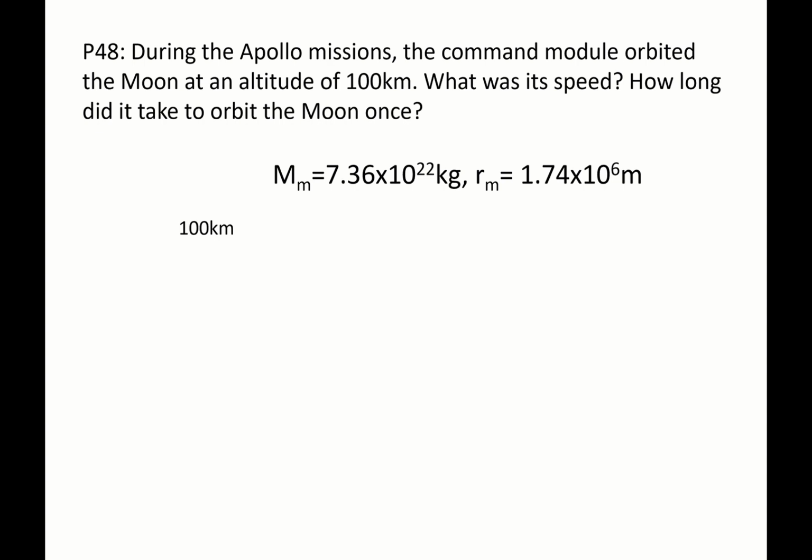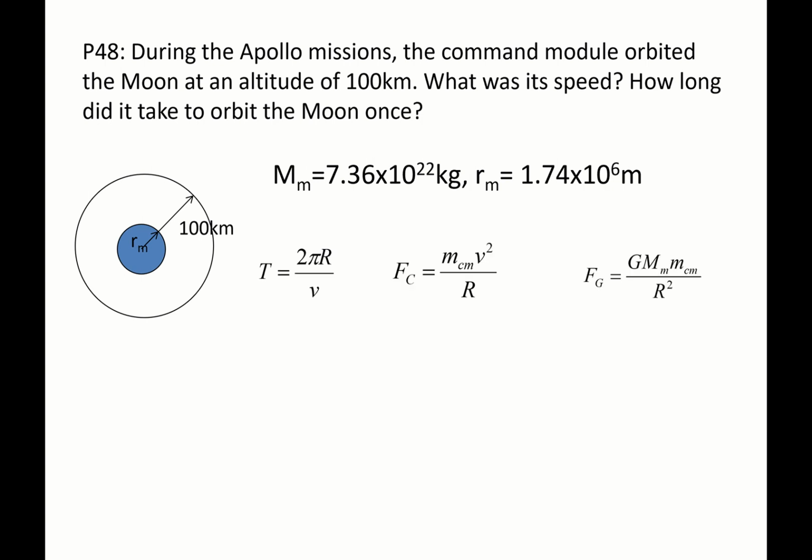And the radius is 1.74 times 10 to the 6 meters. So how are we going to do this problem? Well, first thing is to gather the numbers. The only number I have is 100 kilometers, which is, if I draw that picture there, the distance above the surface of the moon that the satellite is orbiting in. And of course, that picture isn't drawn to scale.